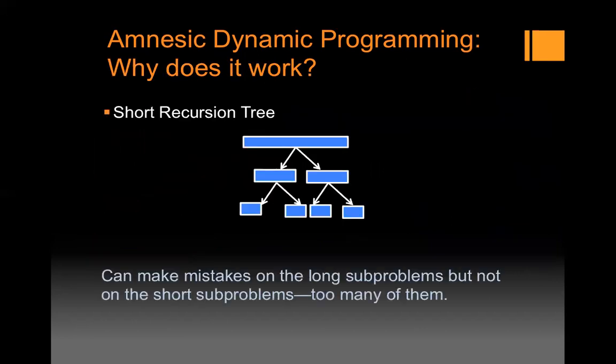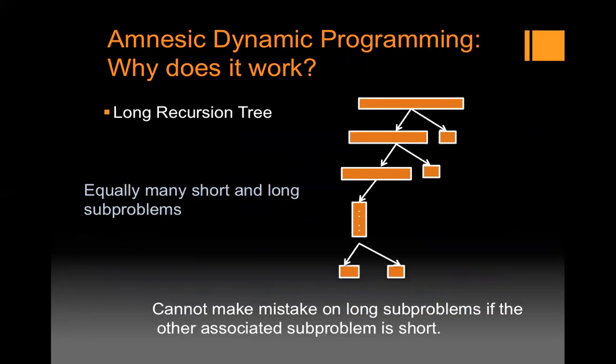So why does this approach help? First of all, if you look at short recursion trees, you have many small problems, like many short subinstances. And because you're sampling very aggressively towards the end, you will be sampling very aggressively here, here, and here, right? So for all these subproblems, you're not going to make many mistakes. So that helps in handling short recursion trees.